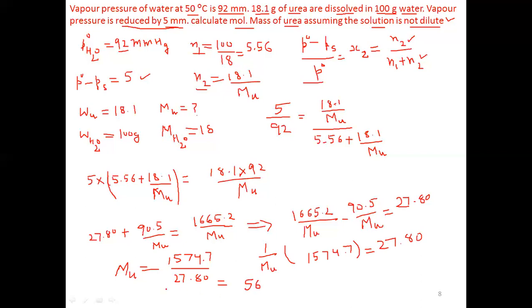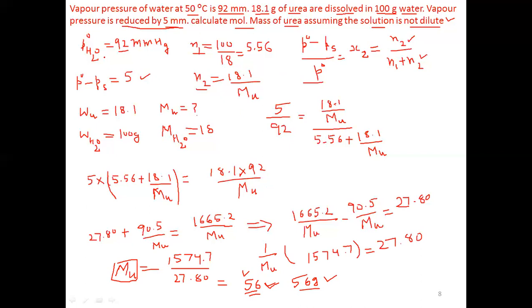Now experimentally, if we calculate the molecular weight of urea, it came to be 56 and its actual molecular weight is 60. So it is very close to the actual value. From this numerical, its value came to be 56 grams. This is the molecular weight of urea that we calculated from this numerical. So this numerical was quite easy actually.